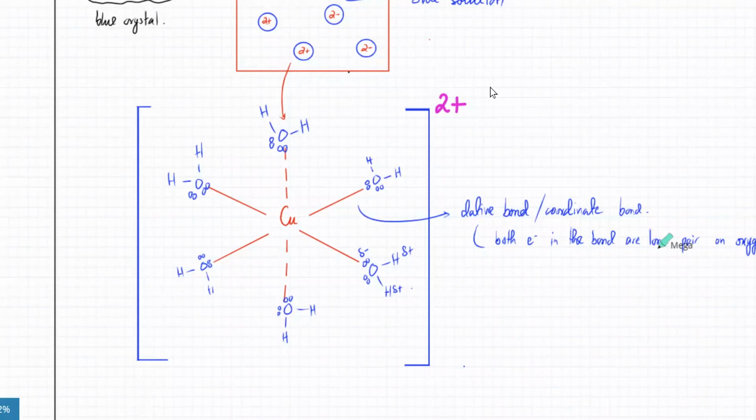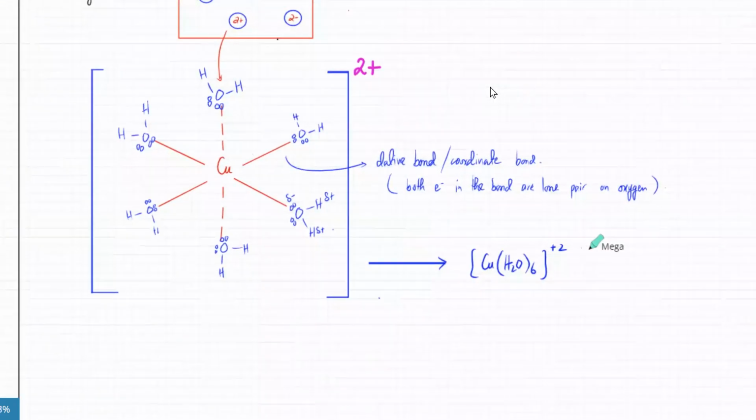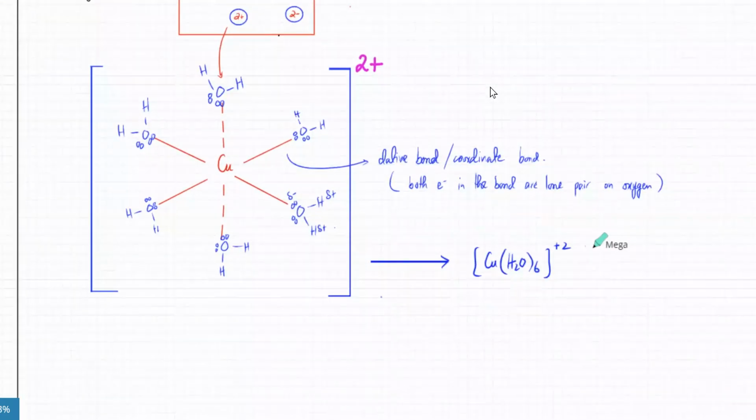Okay, how do you write this? This is how you draw it. The way you write this is you call this Cu with 6 water molecules, and the entire thing has a charge of +2. That's how you write complexes. Complexes are written usually in square brackets.